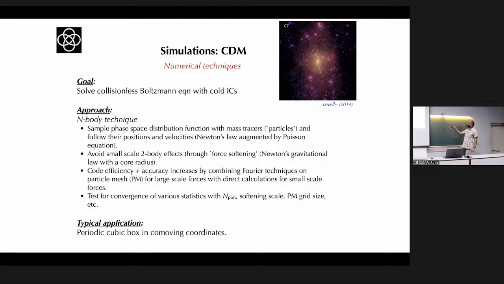So the overall goal is to solve the collisionless Boltzmann equation, but with cold initial conditions. The initial conditions should be compatible with cold dark matter, so they don't have any velocity dispersion. They only have a bulk velocity and a density. This equation with these initial conditions cannot be solved analytically. It is impossible. It is not that we have not been able to figure it out. It cannot be done. It is a numerical problem.